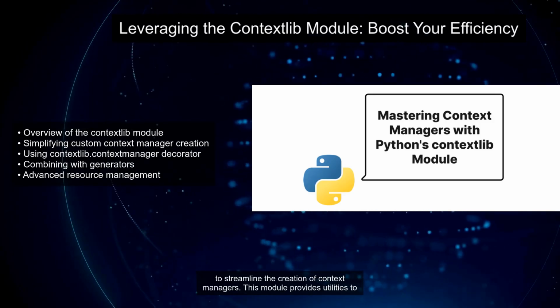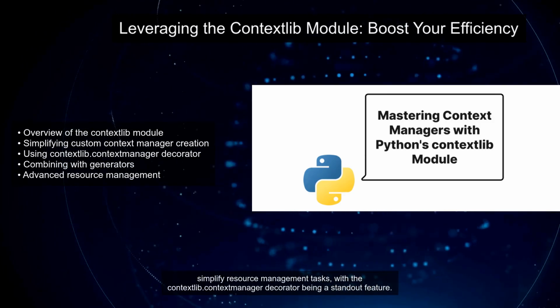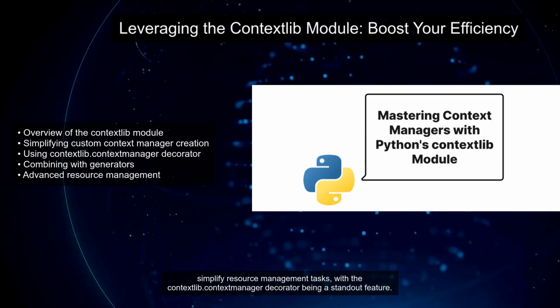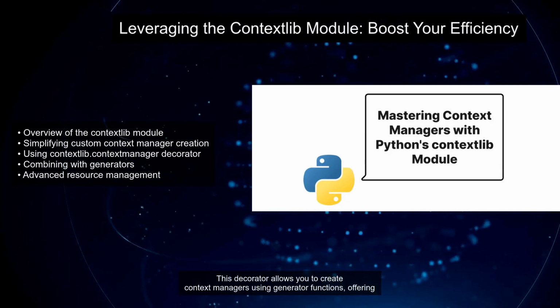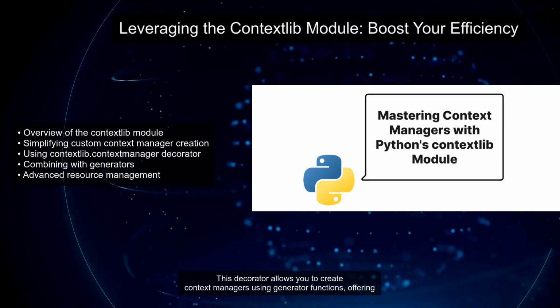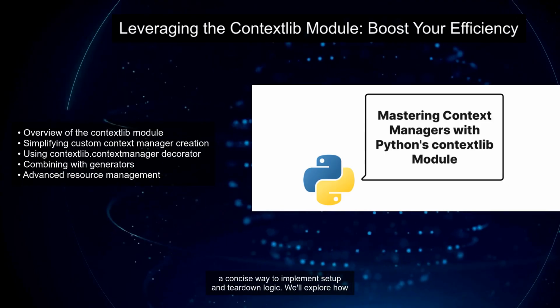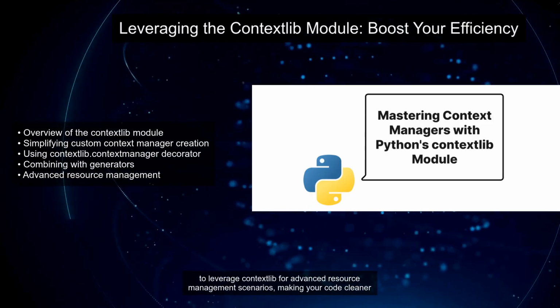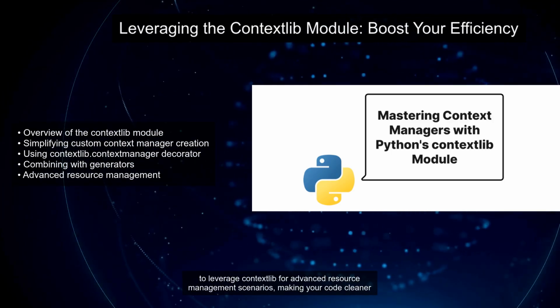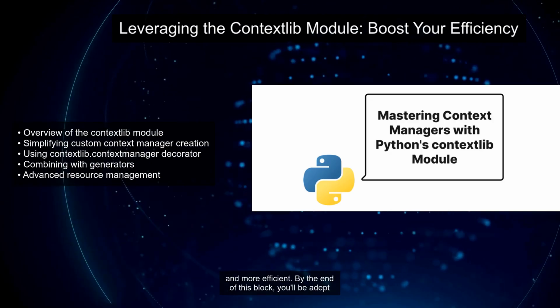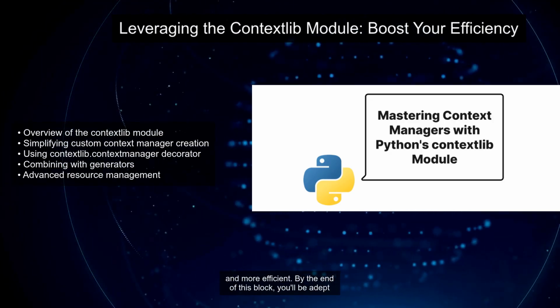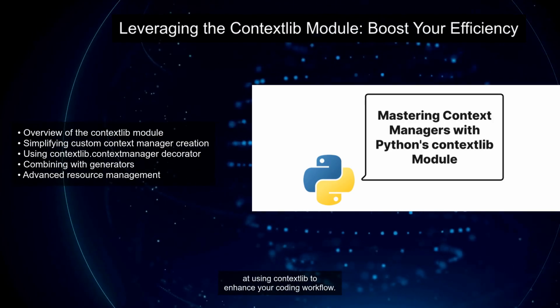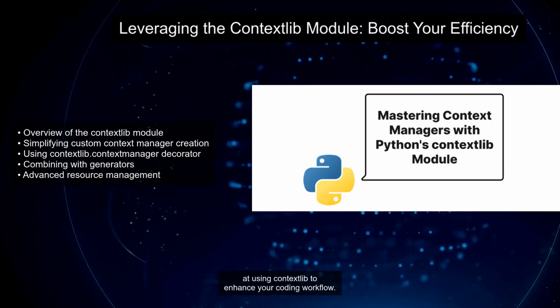The contextlib module in Python is a treasure trove for developers looking to streamline the creation of context managers. This module provides utilities to simplify resource management tasks, with the contextlib.contextmanager decorator being a standout feature. This decorator allows you to create context managers using generator functions, offering a concise way to implement setup and teardown logic. We'll explore how to leverage contextlib for advanced resource management scenarios, making your code cleaner and more efficient. By the end of this block, you'll be adept at using contextlib to enhance your coding workflow.